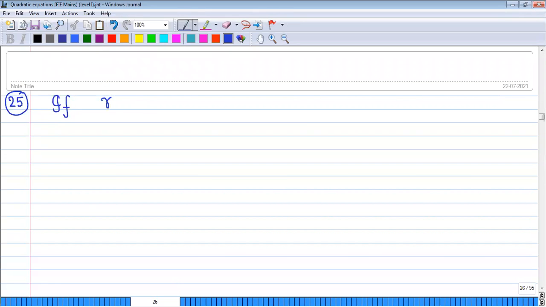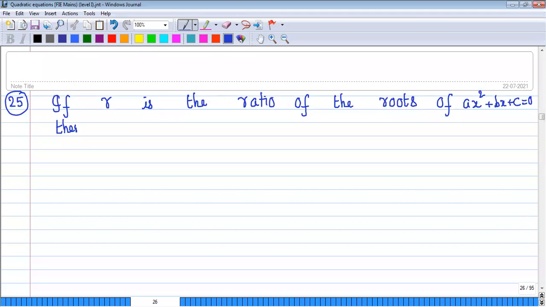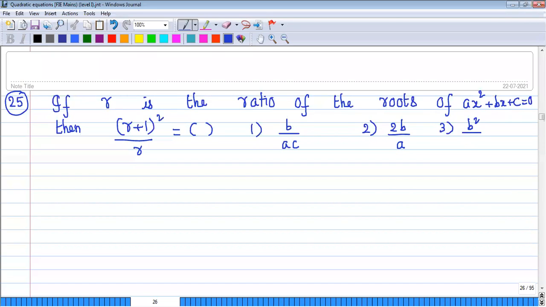If small r is the ratio of the roots of ax square plus bx plus c equals to 0, then r plus 1 whole square upon r equals to: first option b upon ac, second one is 2b upon a, third option is b square upon ac, fourth one is 2b by c.